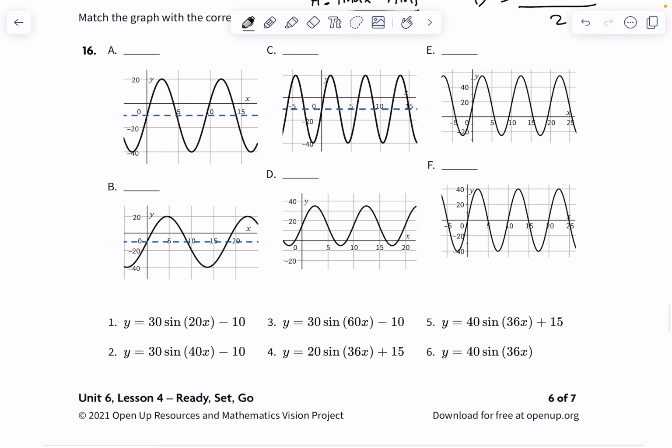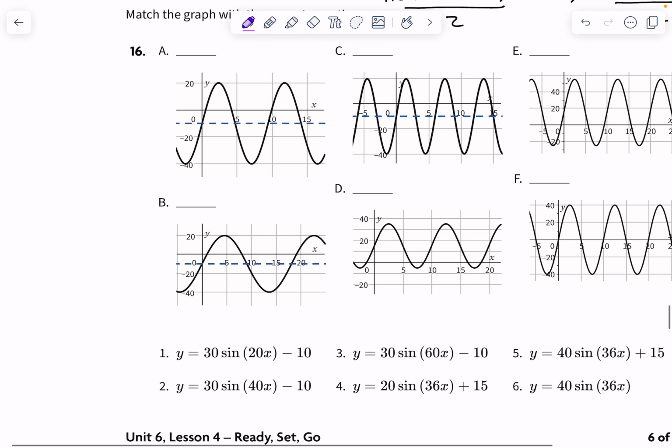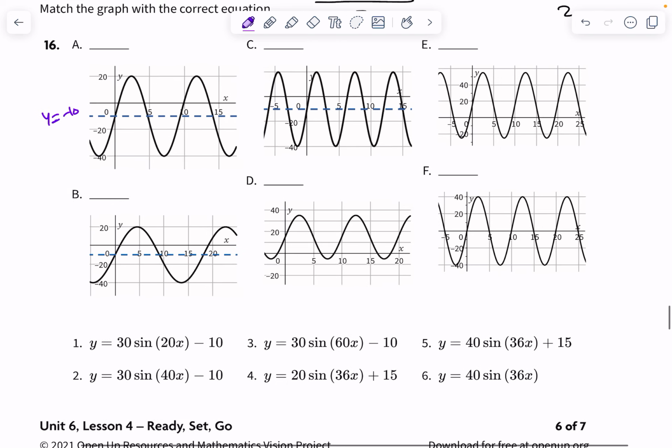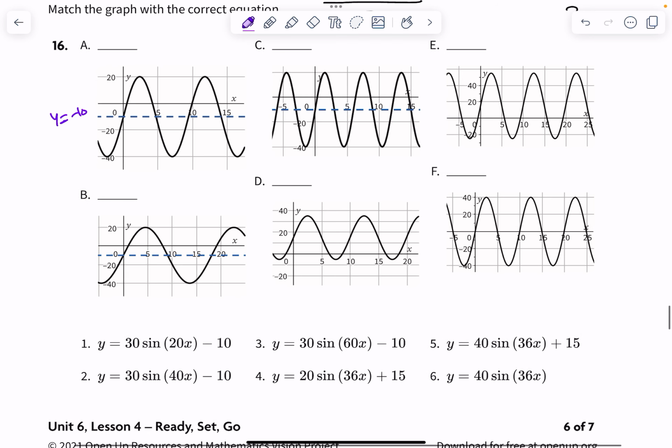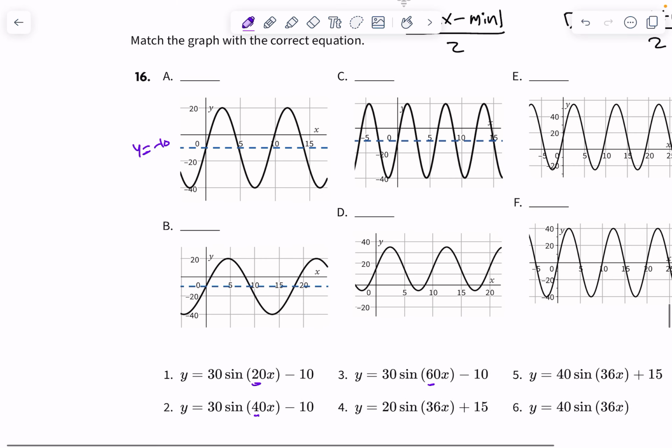So let's start off with letter A. Here we have the midline. So the midline here is y equals negative 10, right? So automatically we know that it's going to be 1, 2, or 3 right off the bat. The amplitude is the same for all of them. So what we're comparing now is this right here. Again, my period is equal to 360 degrees all over my B. So for letter A, let's figure out what my period actually is.